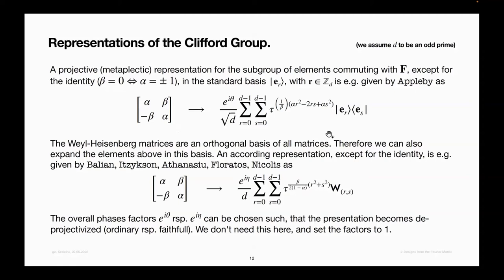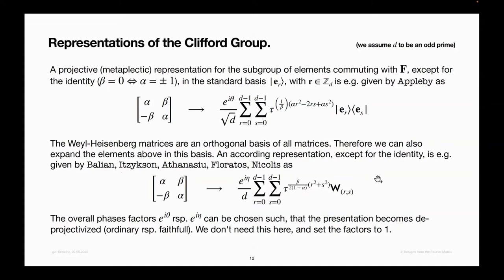What is more appropriate for our purpose is to look for another representation. We notice that the Weyl-Heisenberg matrices build a basis in the space of all matrices. They are even an orthogonal basis in the space of matrices. And therefore we can also expand this matrix in terms of the Weyl-Heisenberg matrices. This was actually done quite a long time ago by Balian and Itzykson in 1986, and later by some Greek authors. And it looks like this.